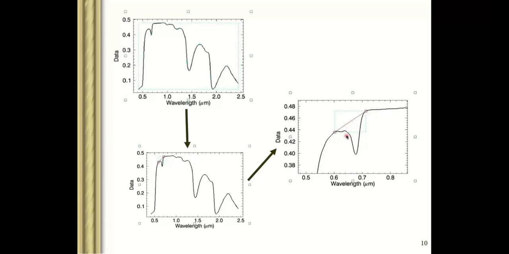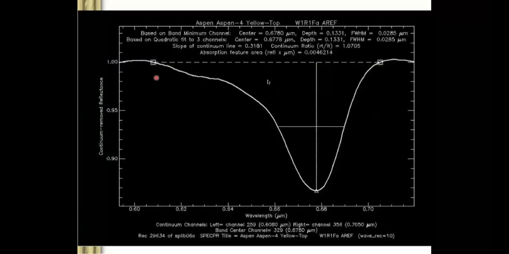So how to analyze this thing further? We use a process called continuum removal. So we do continuum removal over here. Once you do continuum removal, it will normalize your reflectance from 0 to 1. This is a continuum removed reflectance, and it is now normalized from 0 to 1.